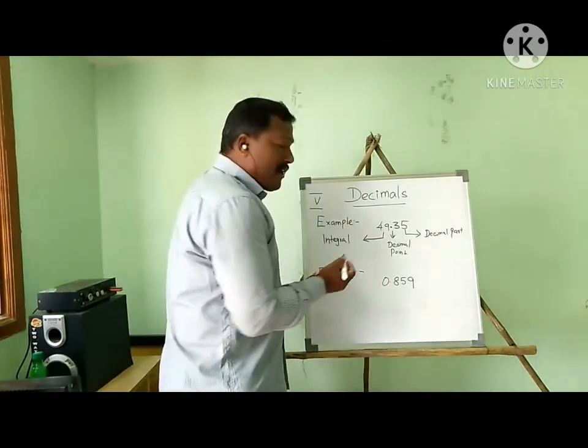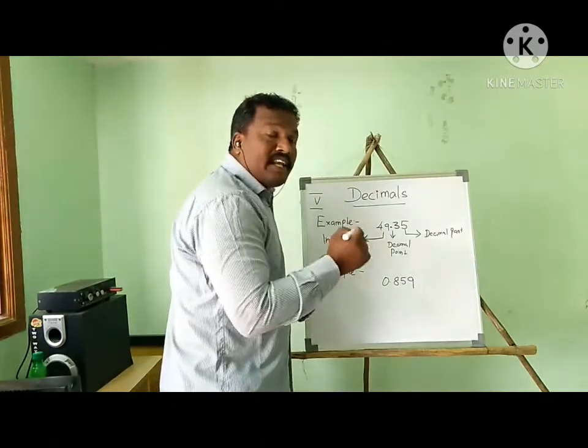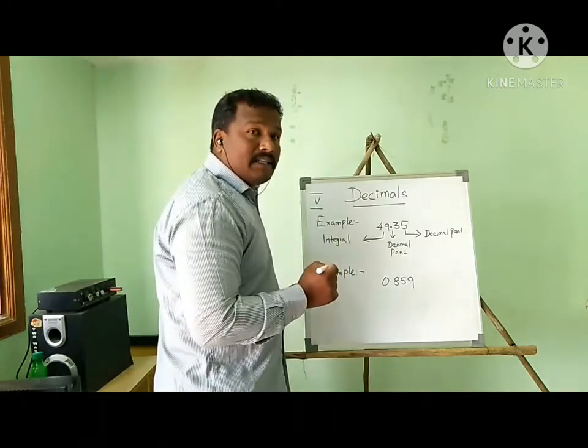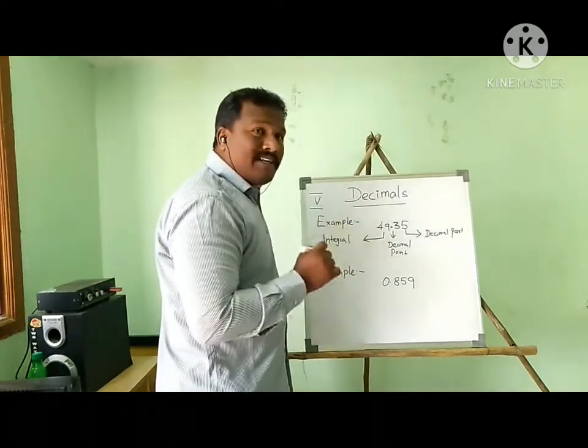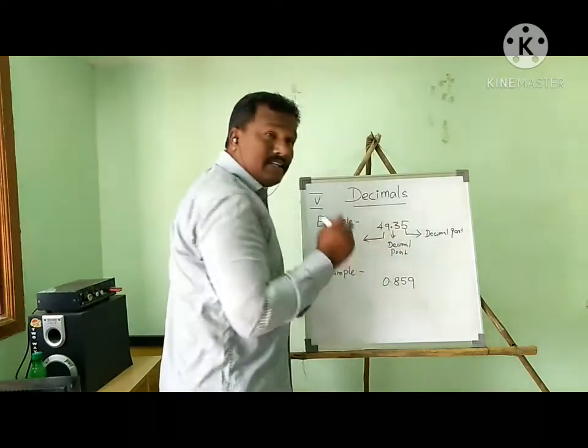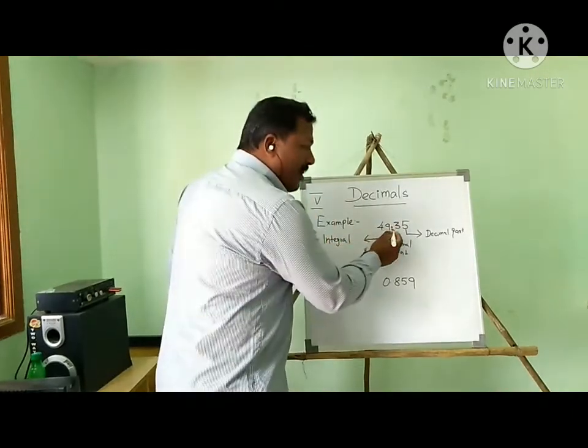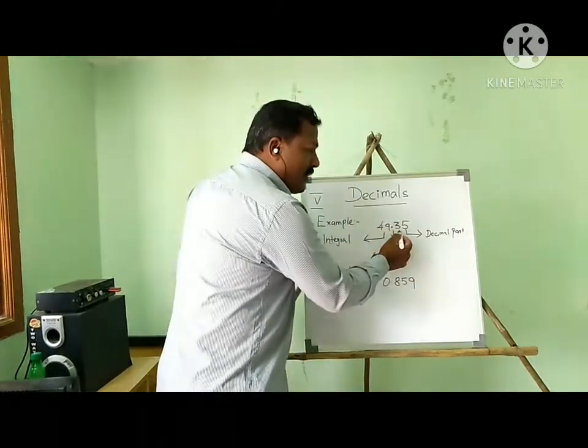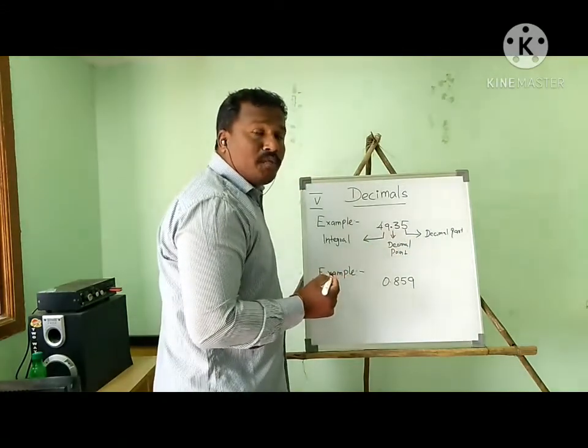How to read this number? 49.35. How to read the number in this decimal? 49.35. How many places are there? Two places, because after the dot, how many places are there? 1, 2. So there are two places.